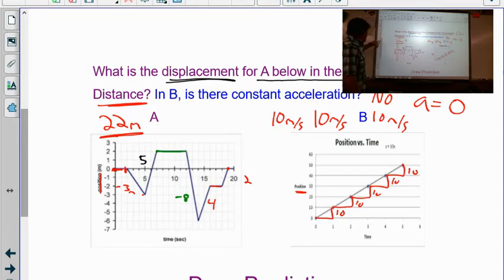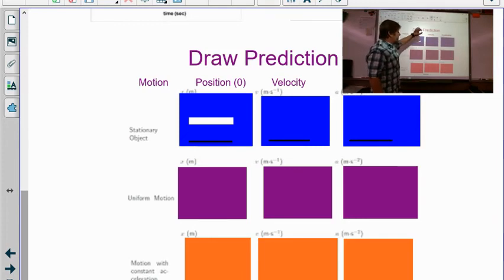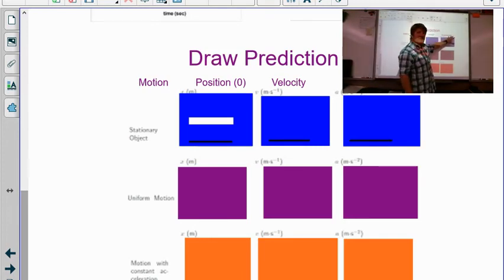Okay? Coming down over here, this is where I'm going to start the class today, going over this. These are really confusing, but once you see the pattern, I would hope that it'll make sense to you, okay? So you're going to already have these set up because I'm going to start class with this. We have a stationary object, something that's just sitting there. We have one that's in uniform motion, one that's moving at a constant speed, and motion with a constant acceleration, something that is speeding up. We're going to have a position versus time graph, velocity versus time graph, and acceleration versus time graph for each one.